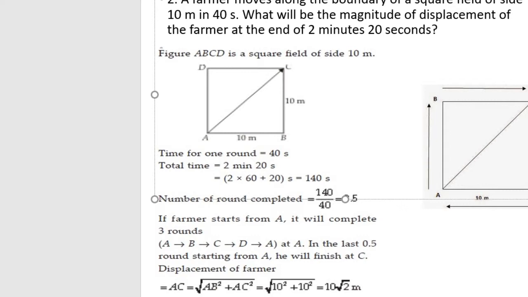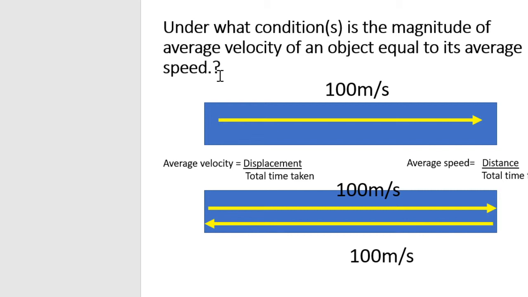Now look at the next question here. Under what conditions is the magnitude of average velocity of an object equal to its average speed? So the question that he is asking you is, what will be the conditions under which your average velocity and your average speed are going to be the same? When will they be equal?